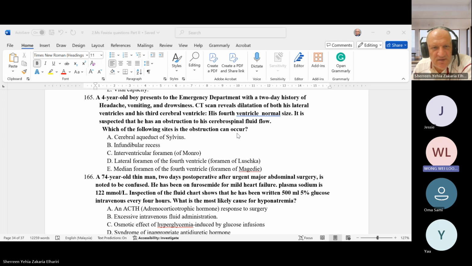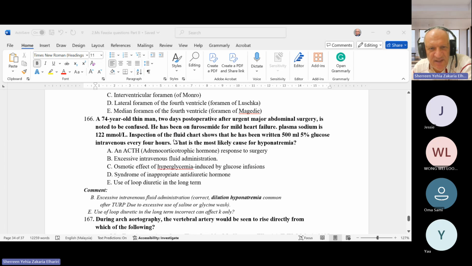Aqueduct of Sylvius. Yes, aqueduct of Sylvius. Okay, so cerebral aqueduct of Sylvius. By the way, the other ones, like Luschka and Magendie, are just foramina for drainage of CSF, so they are not the cause of this dilated ventricle. Next question.